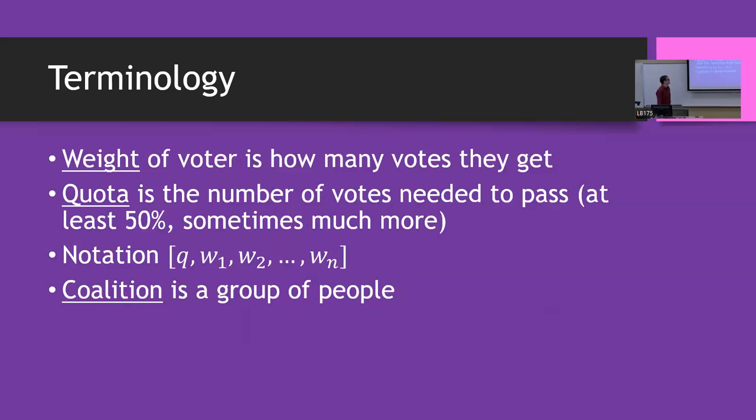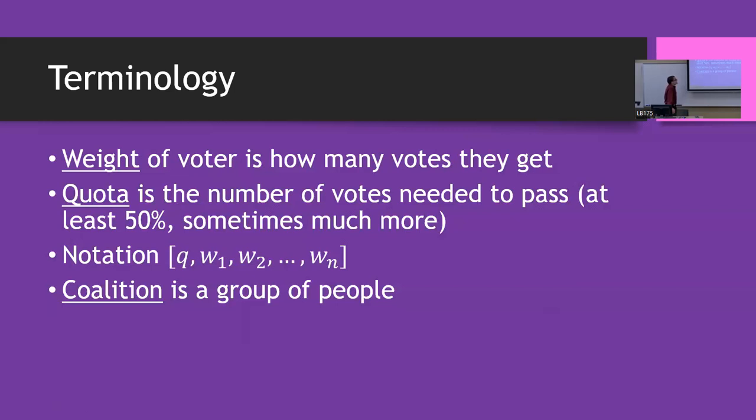Now, in other books, you'll see this notation where they'll put Q for quota, and then they'll list all of the weights of the voters. Typically, I usually just put it in table form, but if you read along in certain other books, you'll see that notation, quota, and then listing out all the weights.